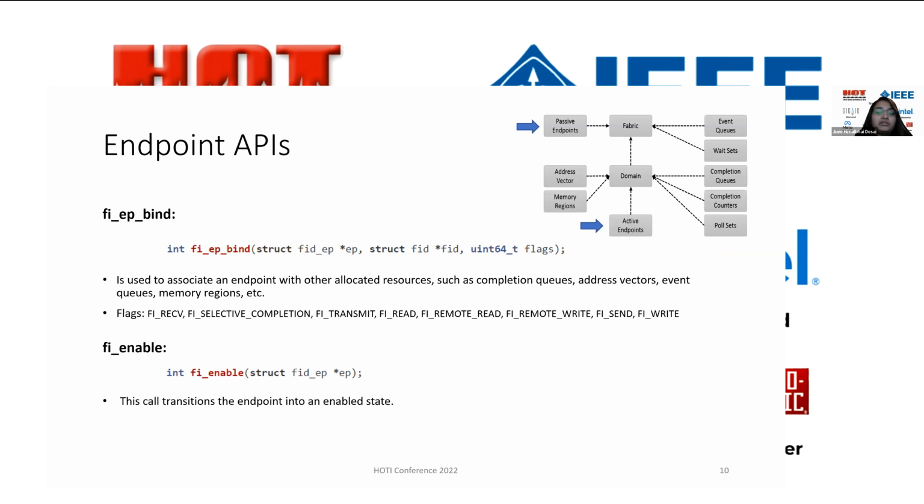An endpoint must be enabled before it may be used to perform data transfer. So the FI enable call simply enables the endpoint passed into it. And enabling an endpoint typically results in hardware resources being assigned to it, and endpoints making use of completion queues, counters, event queues, or address vectors must be bound to them before being enabled.